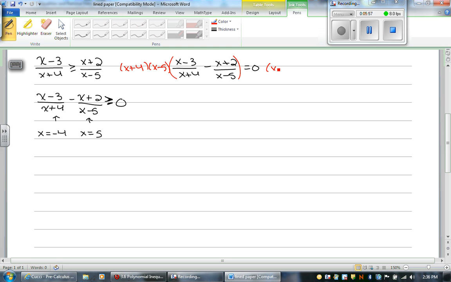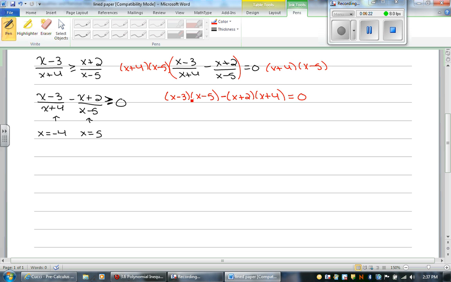Okay? So now when I multiply my first term by this, those x plus 4's cancel. But what happens is now I have x times 3 times x minus 5 minus, and here my x minus 5's cancel, but I still have that x plus 4.